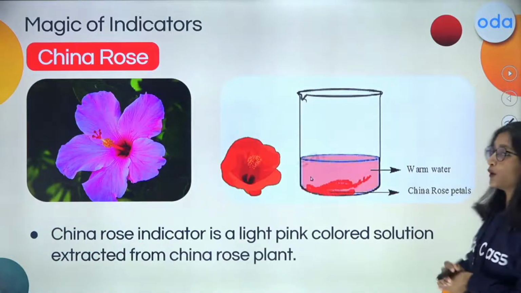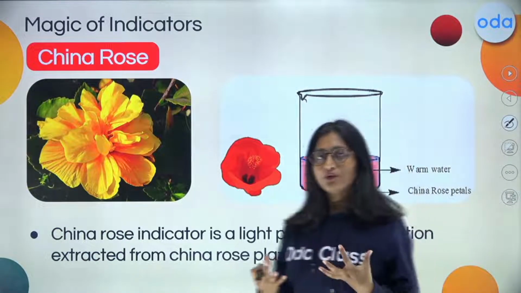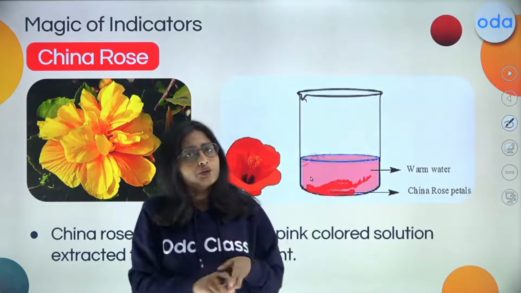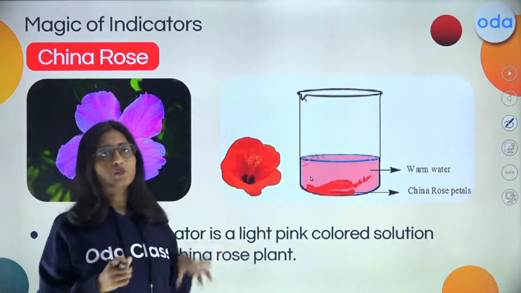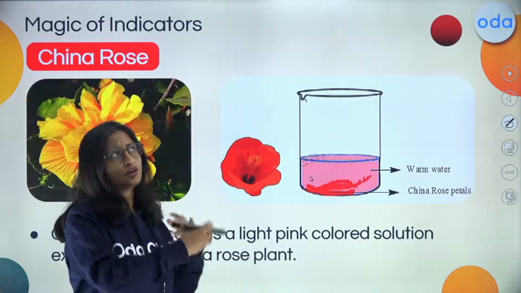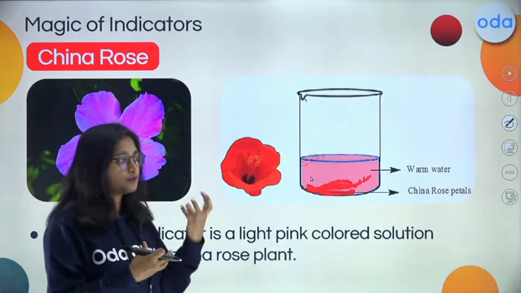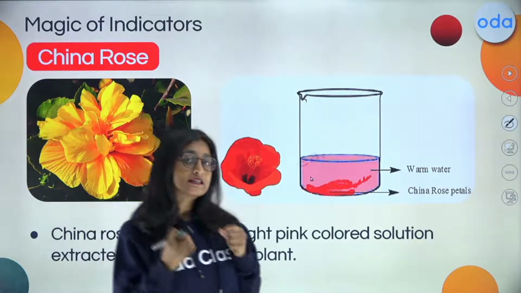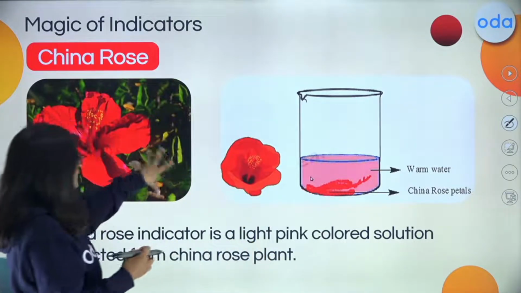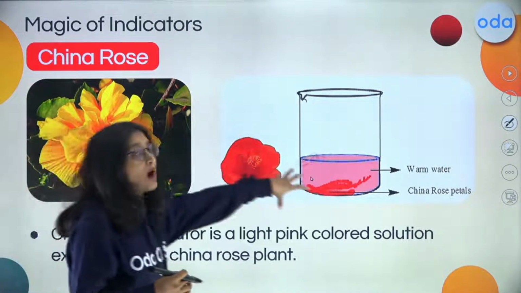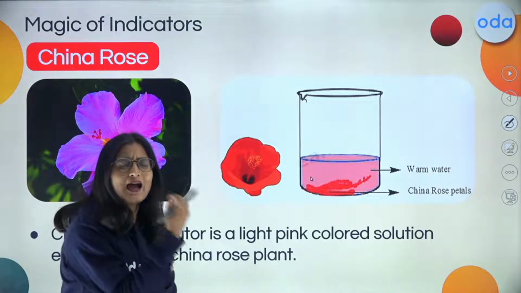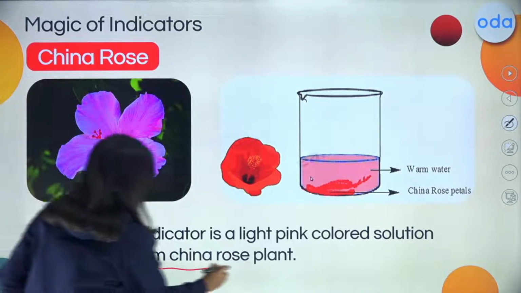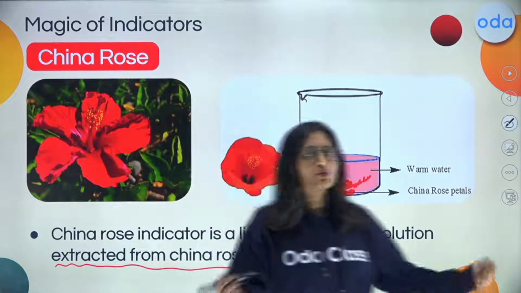So first of all, we are going to look into the China rose. Now what you can do, when you pluck the China rose, the same hibiscus, just put it into a hot water solution. And after 15 to 20 minutes, you will find a bit pinkish color of the solution. And that is going to act as an indicator, right? So here you can see how this hibiscus turns into a light pink solution. It can be extracted from the China rose plant, right?